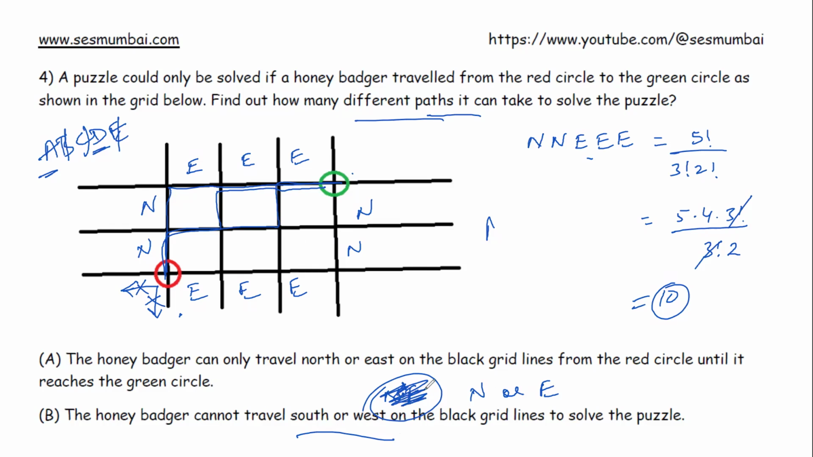So clearly, if it can't go south or west, then it will have to go north or east, right? It cannot jump directly to the green one. So B also answers the question because indirectly it is stating it goes north or east. So each alone answers. So A is out, D is the answer.